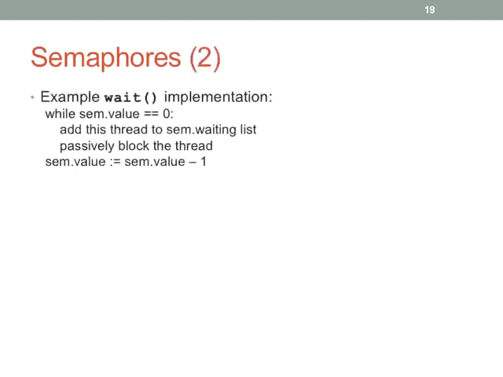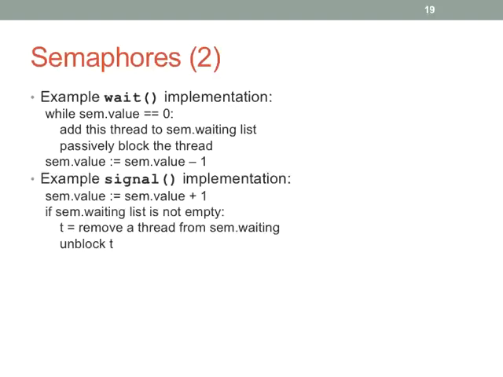So, simple version: while the semaphore value is 0, add the thread to the waiting list and passively block the thread. When that while loop finally terminates, the semaphore value will be positive. You know it will not be 0 or negative, and you go ahead and decrement the value, and off you go. Okay. Signal, again, you add 1 to the semaphore's value. If the waiting list is not empty, you remove a thread from the semaphore waiting list and unblock it. So now it's able to proceed.